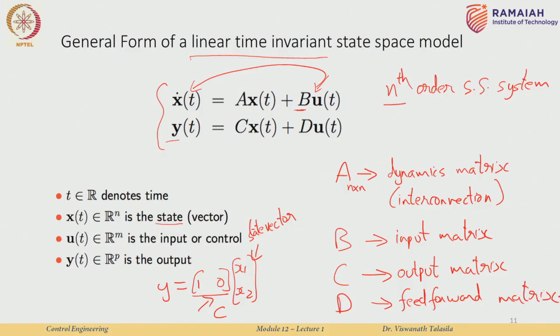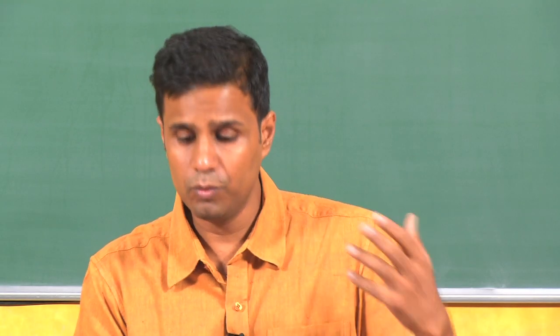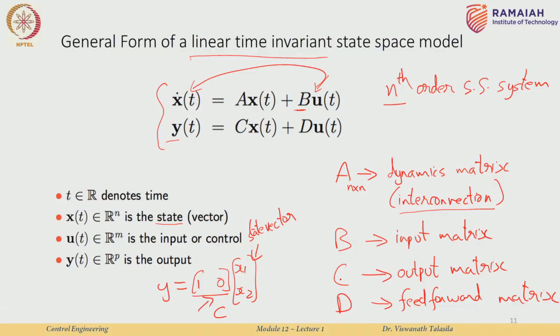Okay. So, let me just recall this slide. We have the general form of the linear time invariant state space model. A, B, C, D are constant matrices, all the others are functions of time. A is the interconnection matrix, it tells how different states are coupled to each other. B is the input matrix, it tells how my inputs affect states, which input affects which state and with what magnitude. C is the output matrix, it depends on what I want to measure, and D is a feed forward matrix.